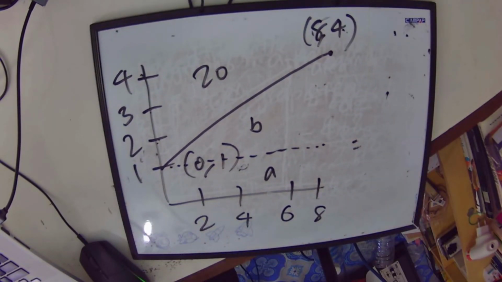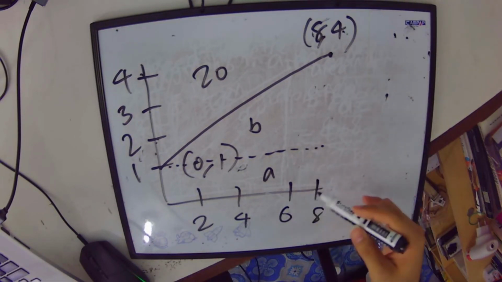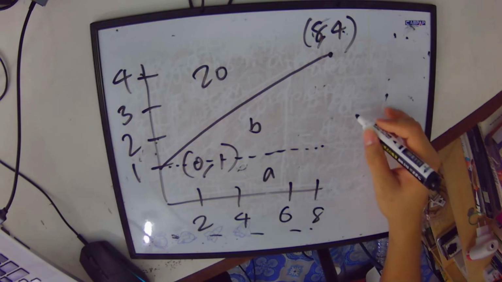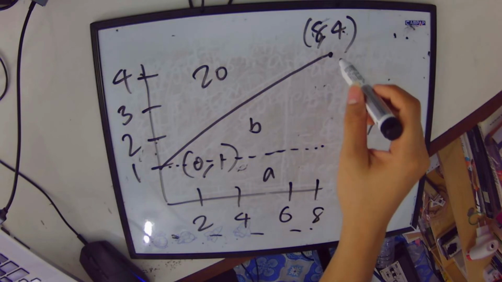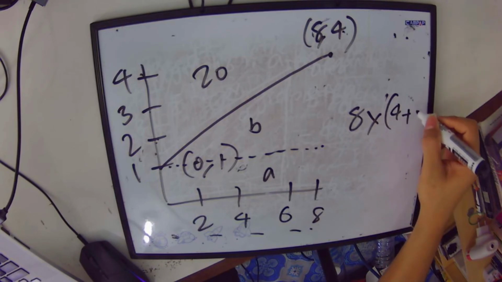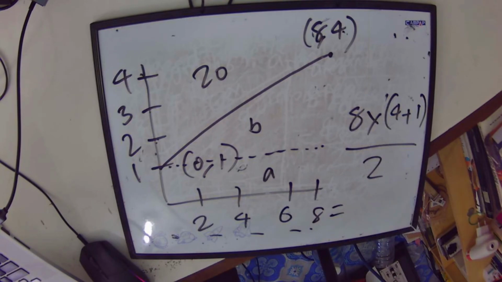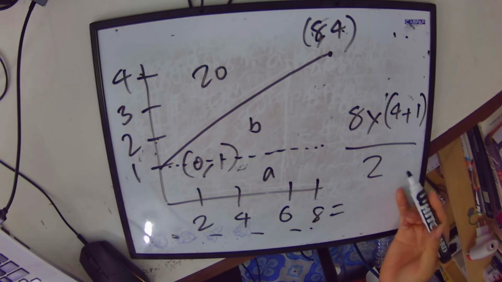So trapezium method is basically height is 8. No, we'll take this one as height. So 8 times, and we have 4, and on one end we have 1, so 5. So 4 plus 1 divide by 2. And so we have the whole thing, which is, let's see, 4 plus 1 equals 5.